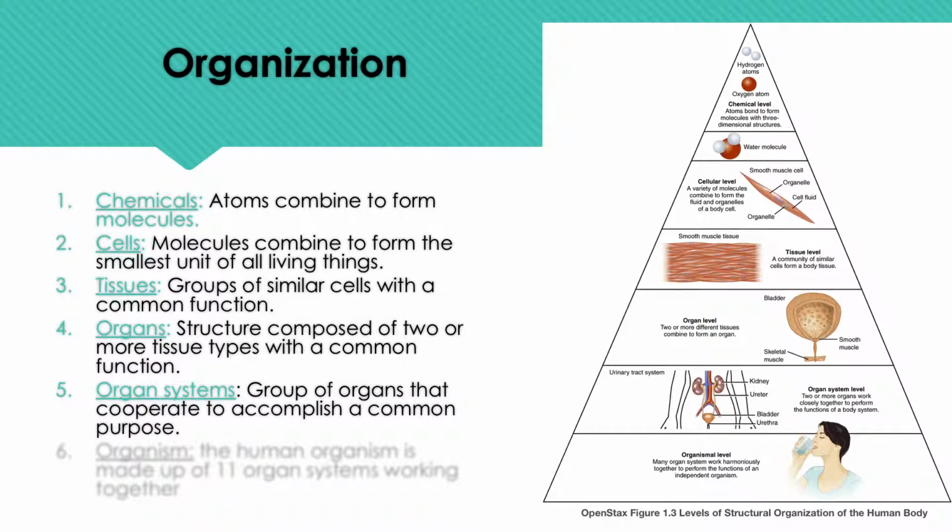For example, the circulatory system is the heart and all of the blood vessels. And finally, those organ systems work together to form a whole organism. So we have 11 organ systems working together that we're going to give you a brief overview of now.